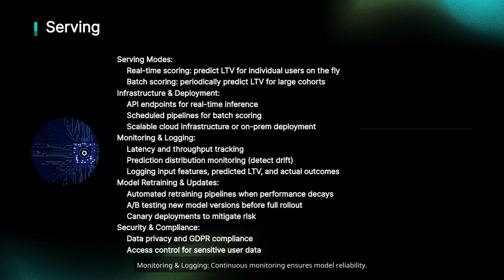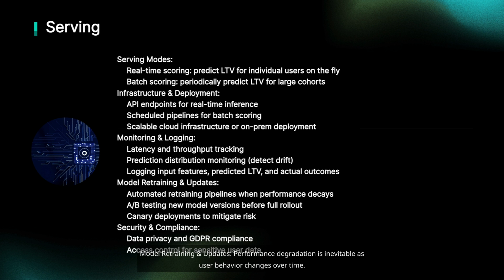Monitoring and logging. Continuous monitoring ensures model reliability. Latency and throughput metrics track system performance. Prediction distributions should be monitored to detect drift in feature patterns or in the LTV predictions themselves. Detailed logs, including input features, predicted LTV, and eventually actual outcomes, enable auditing and model performance assessment.